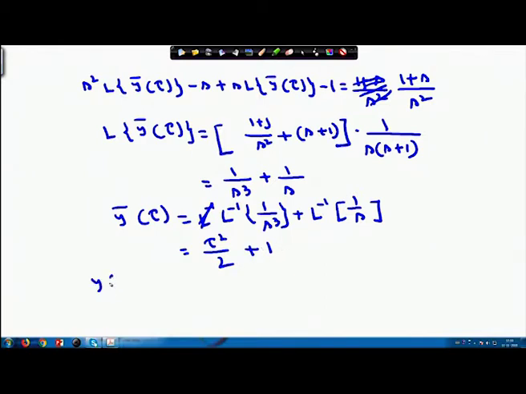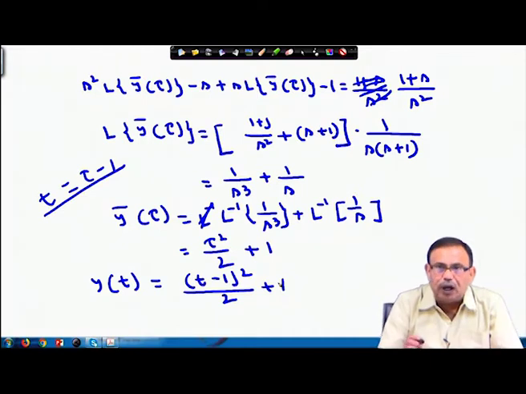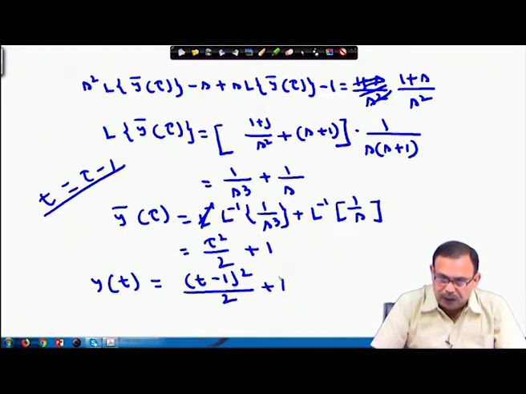So, from here I can obtain what is y t, because you know t equals tau plus 1, or t minus 1 equals tau. So, substitute by this, that is (t minus 1) whole square by 2 plus 1. This you are obtaining as the solution. So, y t equals (t minus 1) whole square by 2 plus 1 is the solution of your problem. So, this is another kind of problem where we are trying to find out the solution by changing the parameter t to some suitable other parameter.